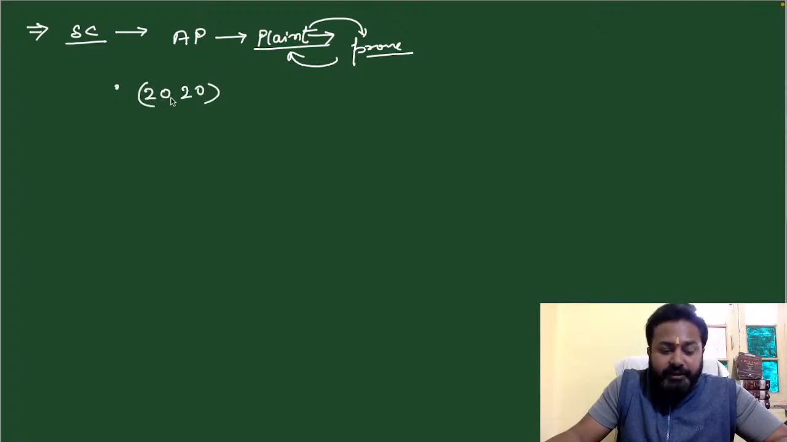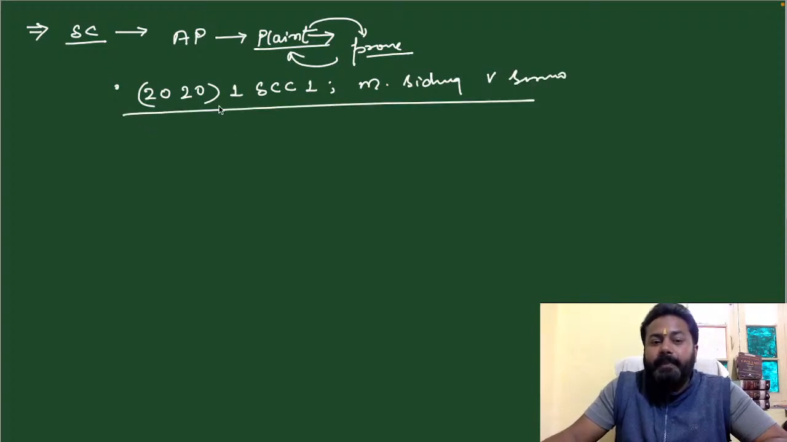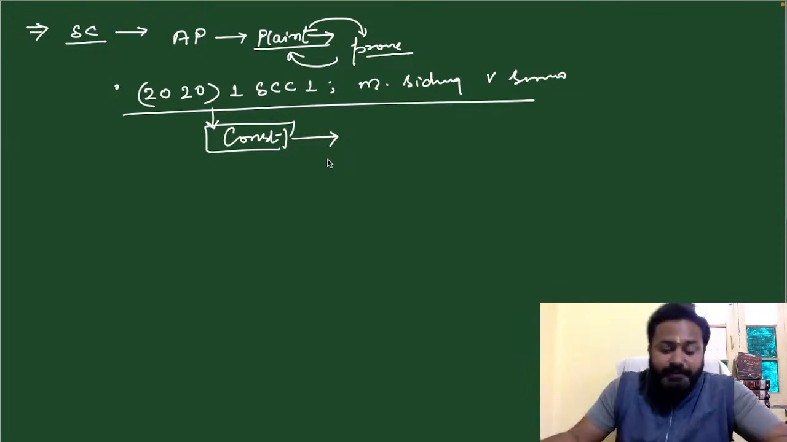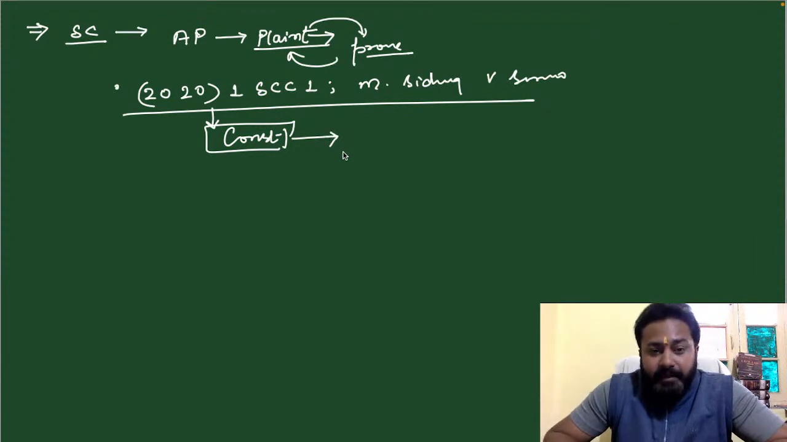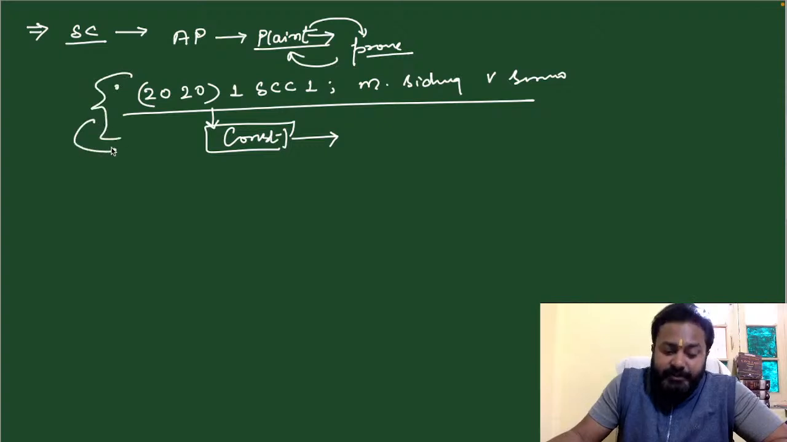Then, in the same judgment, the Supreme Court highlighted a judgment of 2021 SCC 1, M. Siddiq versus Suresh Das. It is a constitutional bench, so the finding of this bench becomes law for us, especially for the litigants. The Supreme Court emphasized certain points by this judgment.